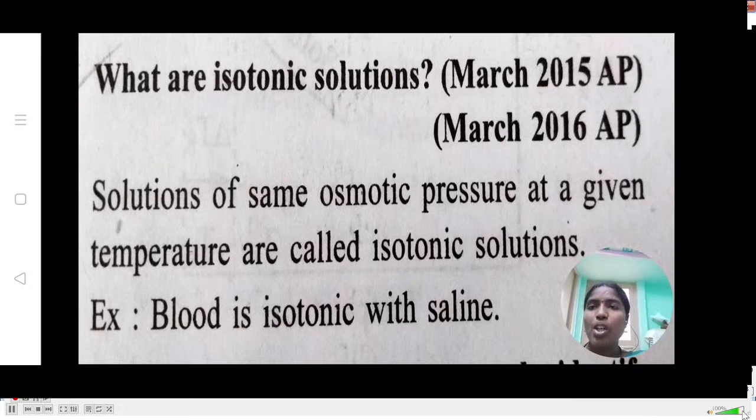What are the isotonic solutions? Isotonic solutions are solutions of the same osmotic pressure. The solutions of the same osmotic pressure at a given temperature are called isotonic solutions. Example: blood is isotonic with saline. So here, what is the definition? Solutions having the same osmotic pressure at a given temperature are called isotonic solutions. Example: blood is isotonic with saline.